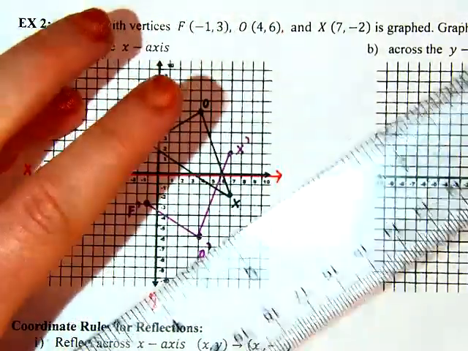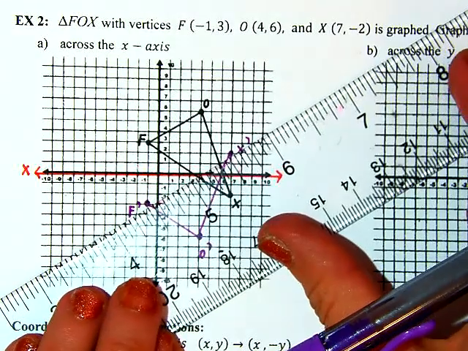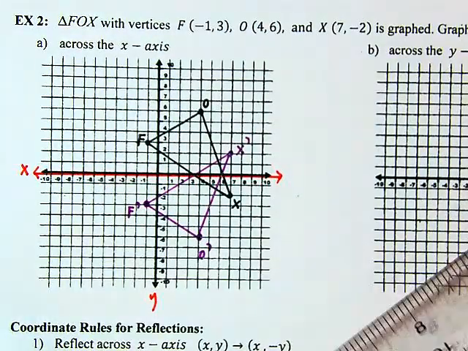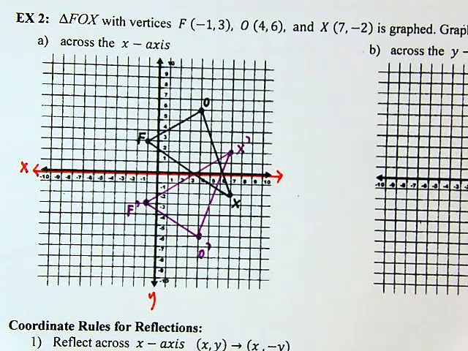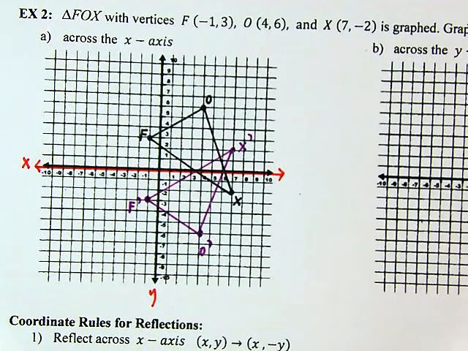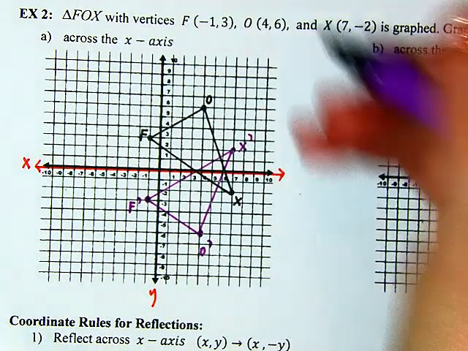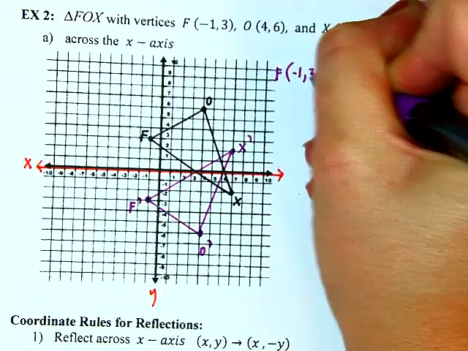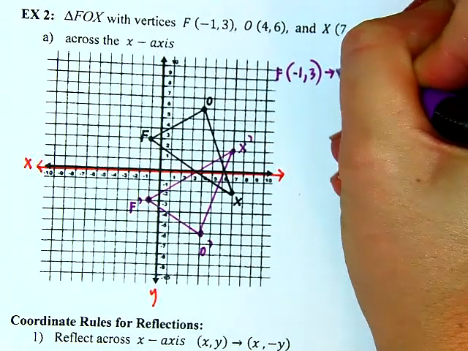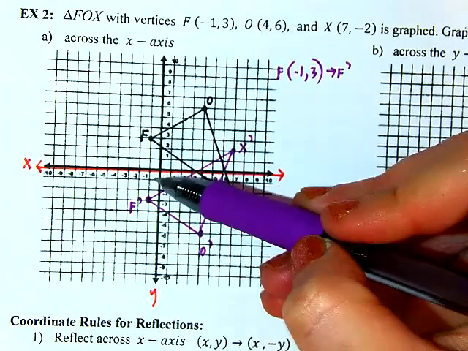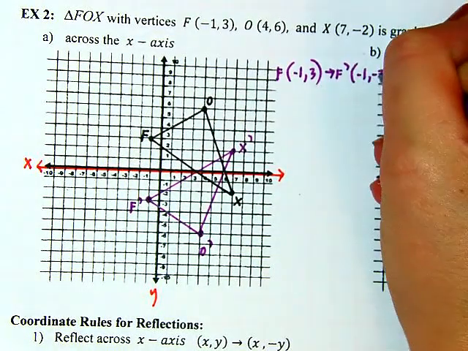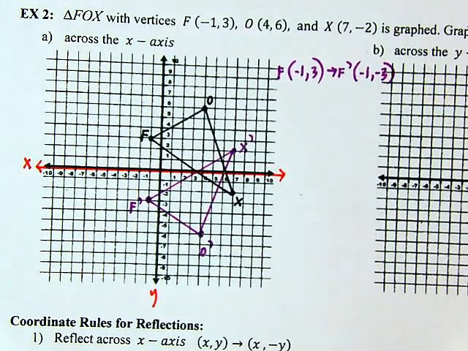And then here is my resulting figure. This is my resulting image. Okay, if I try to think about that as a rule, let's say that I look at one of my points. Let's say I look at F. F was (-1, 3). What did it become? It became (-1, -3). So I can see that my y values switched to the opposite sign.